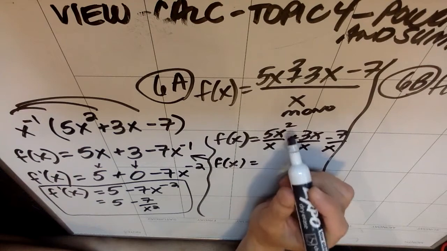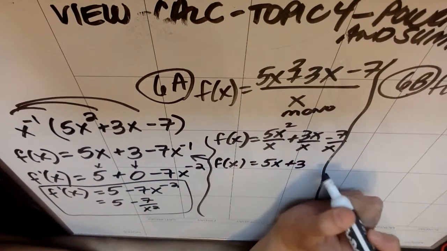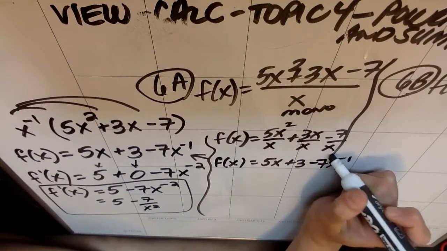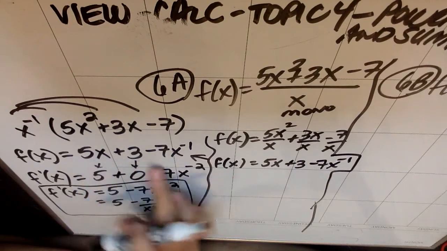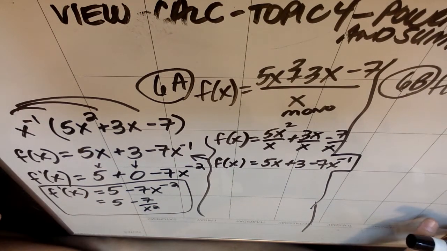I'm going to get 5x squared over x, which would just be a 5x. 3x over x would just be a 3, and this will be a minus 7x to the negative first. So you'll notice that that gets you to this same exact spot, and then you would differentiate the same way. Either of those is totally fine.